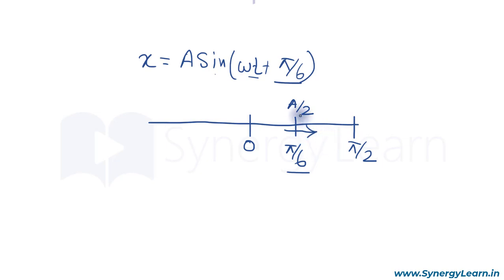Instead, if the particle is at a by 2 and is moving towards left, then it must have come from extreme position and is headed towards mean, that is phase of pi, in return journey. Therefore, in that case the phase would have been 5 pi by 6.